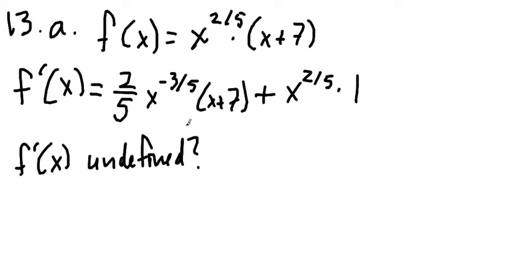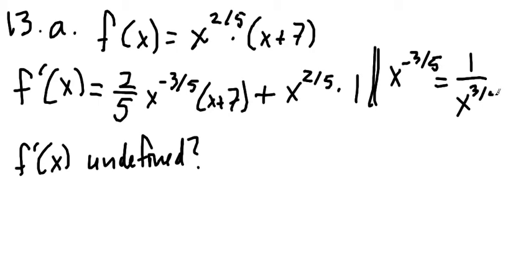X to the minus 3/5 is not defined for every real number, because x to the minus 3/5 really means 1 over x to the 3/5. So I have to worry about dividing by 0. And when is this denominator equal to 0? When x is equal to 0. So when x is equal to 0, this doesn't make sense. If x is not 0, this makes sense.